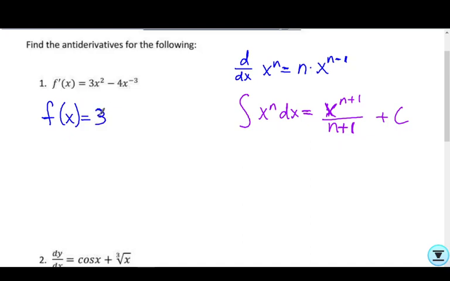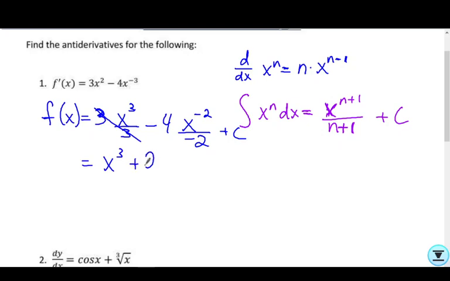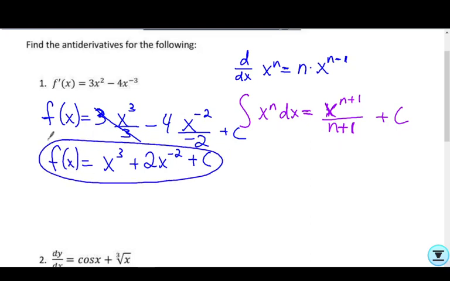Then 3, add 1 to the power, so 2 plus 1 is 3, divided by 3, minus 4. Adding 1 to negative 3 makes it negative 2, dividing by the new power, plus c. Okay? And then you simplify. So 3 divided by 3, so we get x cubed. Negative 4 divided by negative 2 is positive 2x to the negative 2 power plus c. And this is my antiderivative. So we're just adding 1 to the power, dividing by the new power.